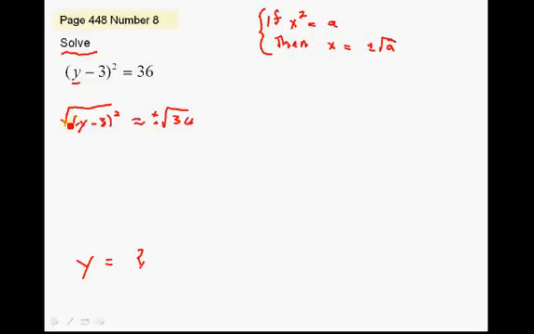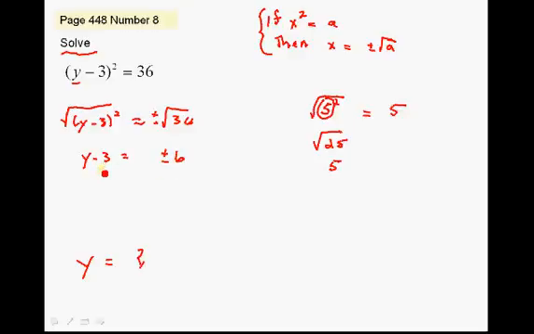So now if we take the square root of something squared, if we have 5 squared and we take the square root of it, what's that going to give us? That's just going to give us 5. Well, let's watch how that works out. We have the square root of 5 squared. 5 squared is 25, the square root of 25 is 5. You see? So it's pretty straightforward. The square root of something squared is whatever the base is. And in this case, the base is y minus 3. So we're going to have y minus 3 equals plus or minus the square root of 36. What's the square root of 36? It is 6.